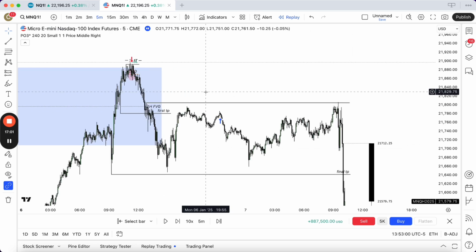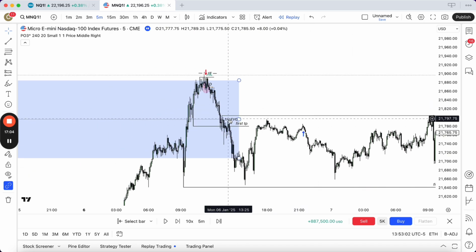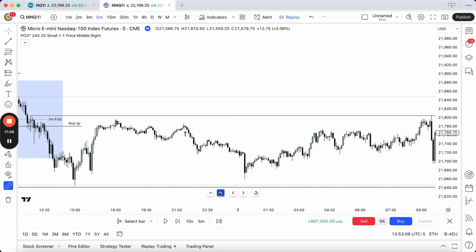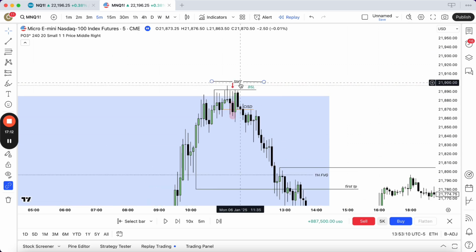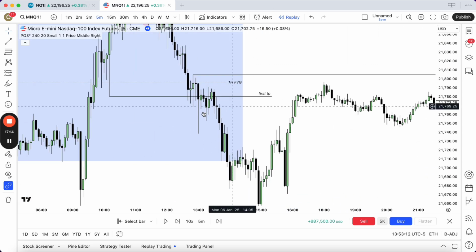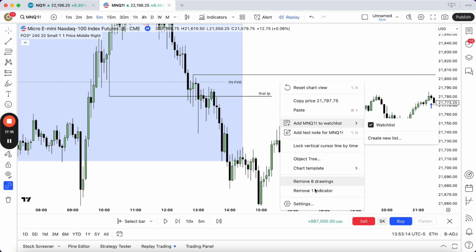We have everything. Just to recap, okay, we have the higher time frame, right? The 1 hour fair value gap. Then we have the 5-minute buy side sweep, SMT with the S, and change in state. And then we target opposing liquidity, and that would be the trade.